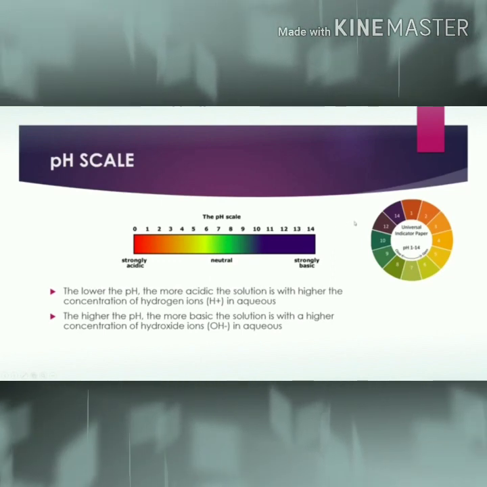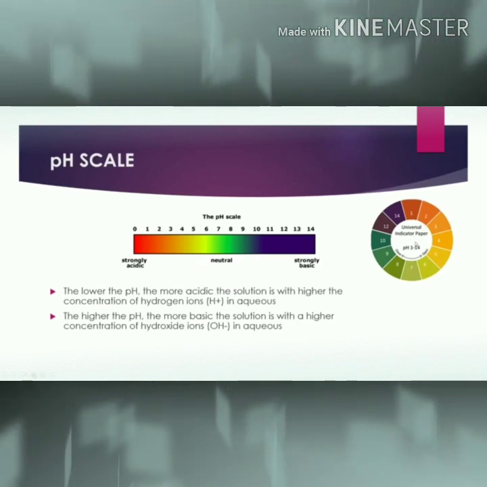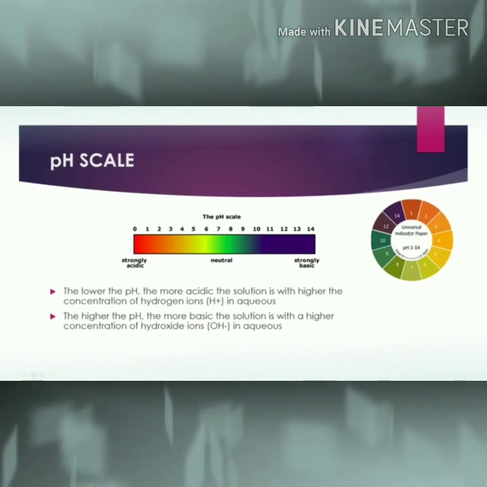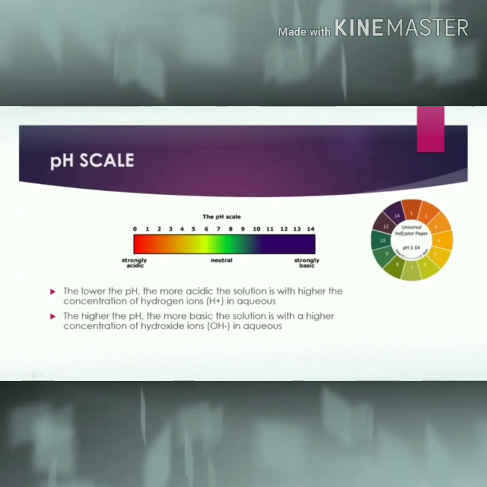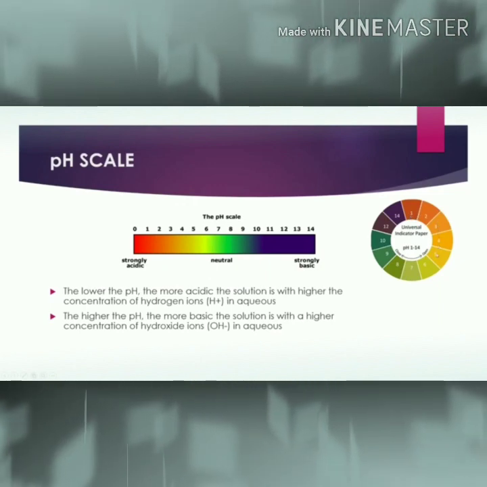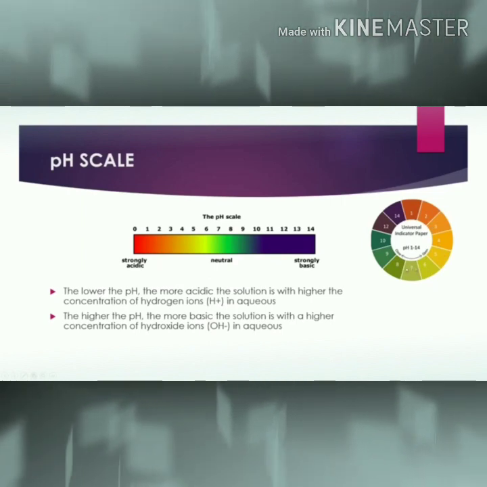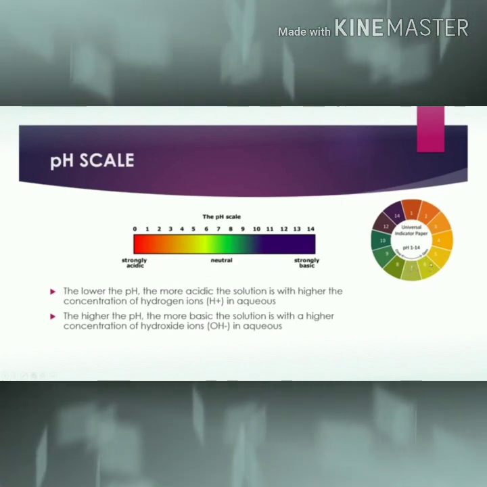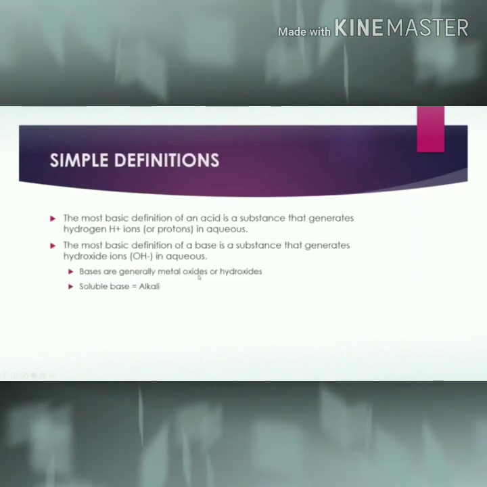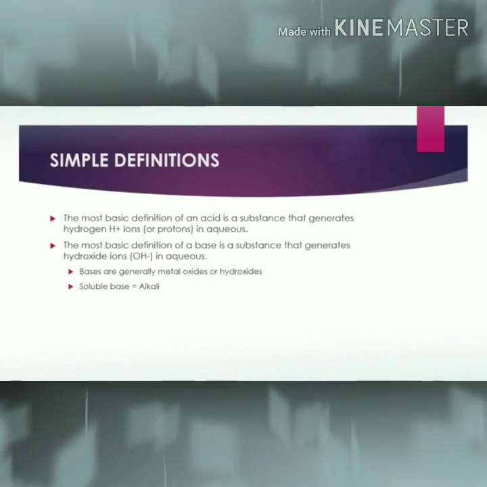The lower the pH, the more acidic the solution, with a higher concentration of hydrogen ions in the aqueous solution. The higher the pH, the more basic the solution, with a higher concentration of hydroxide ions in the solution. Here you can see the diagram in the form of a pie chart. It shows the strength of the acid and base, so you can easily find the strength from the pH value of the solution. Now let us come to the simplest definitions of acid and base.